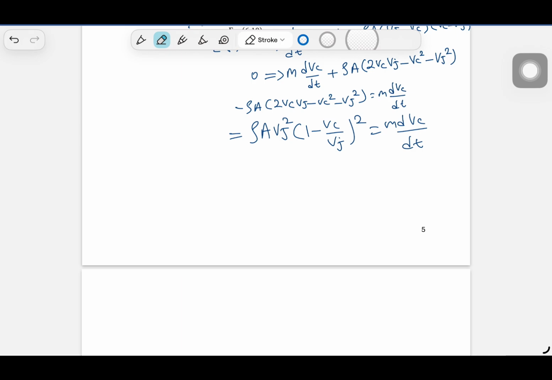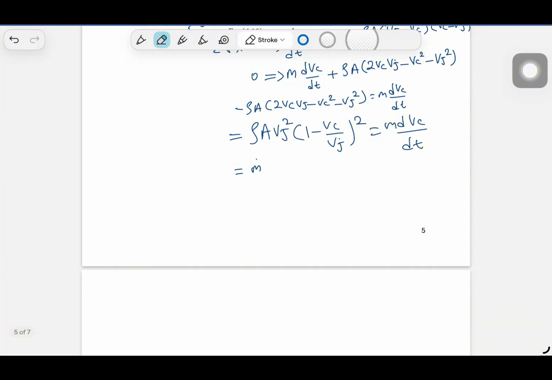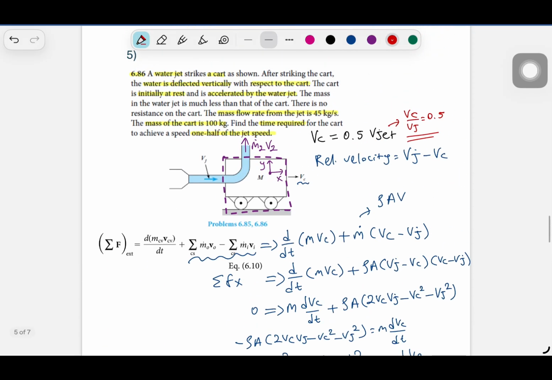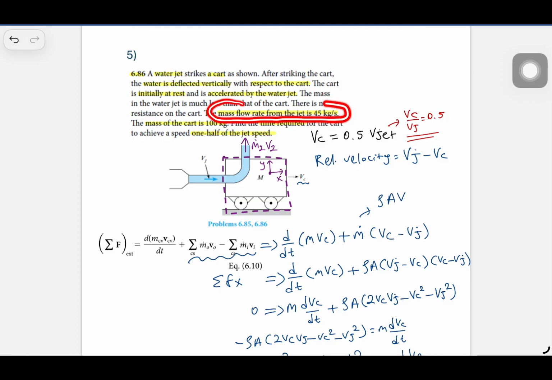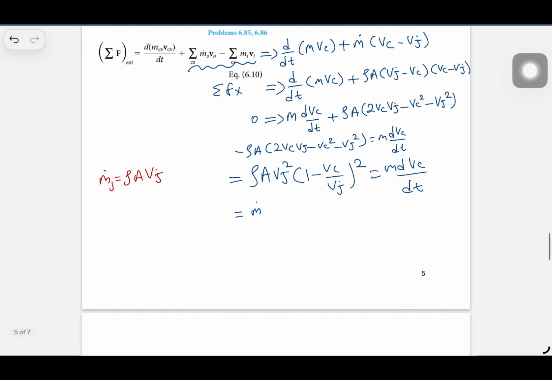With more simplification, we will actually have the mass flow rate of the jet, because the mass flow rate of the jet is rho A V jet. We did that because in the question, we have the mass flow rate from the jet, which is 45. So let me write that. We have the mass flow rate of the jet times the velocity of the jet.